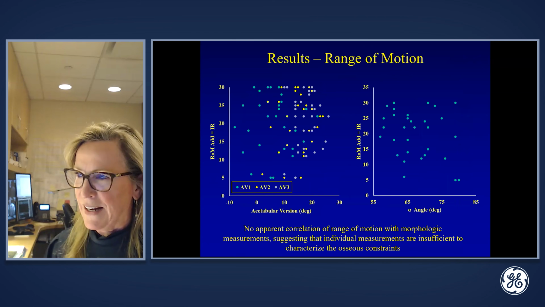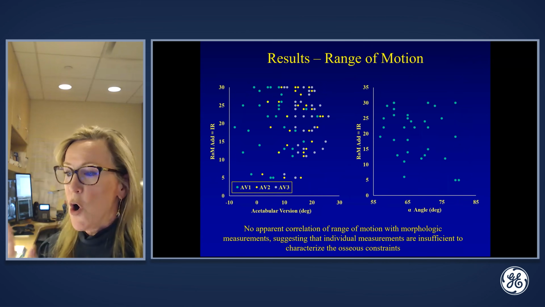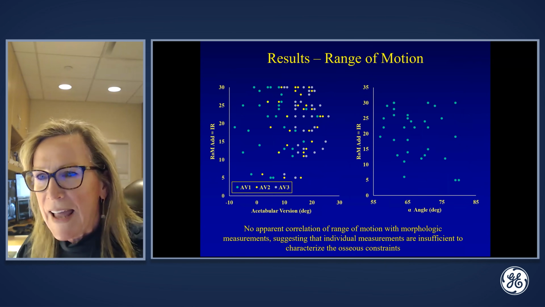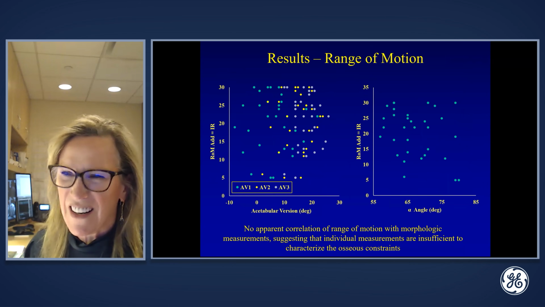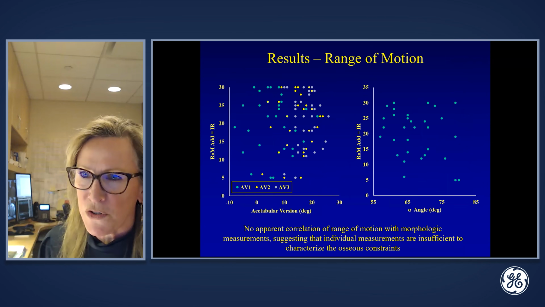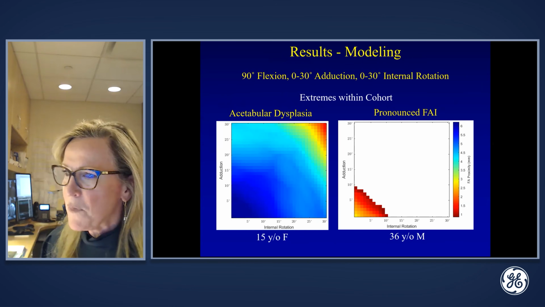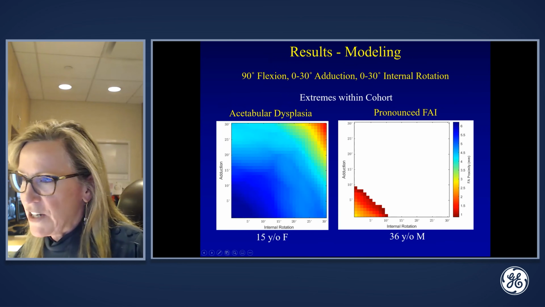So again, you look at the scatter plot and you'll see there's no apparent correlation of any one measurement. So we couldn't really make any comments about the predictions of range of motion based on any of the known measurements we had to routinely use prior to having these kind of techniques. So this is showing you changes in adduction and internal rotation. This is a patient with acetabular dysplasia.